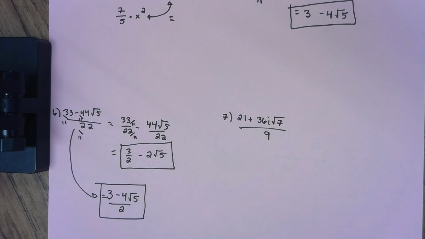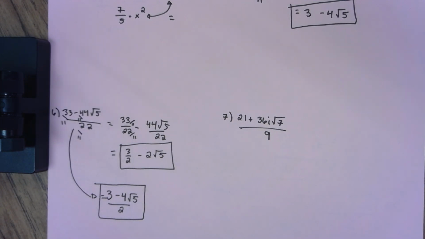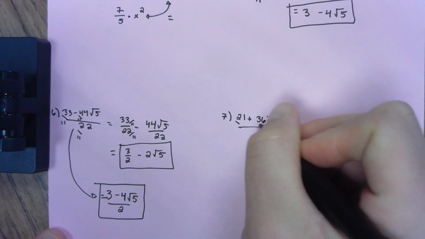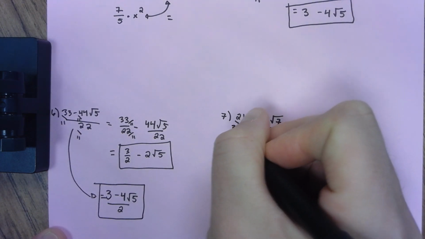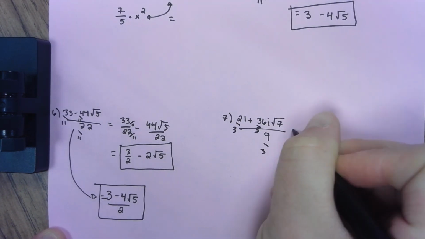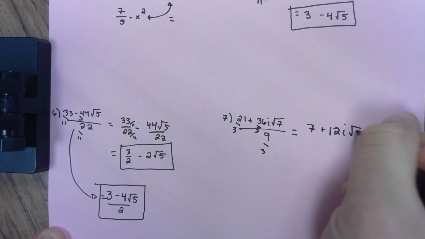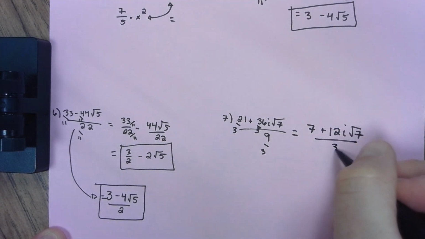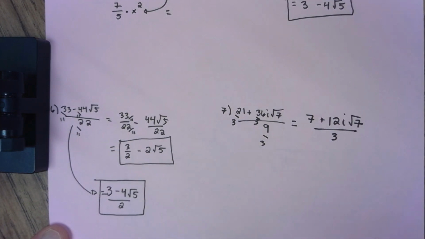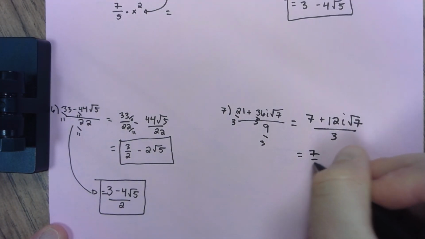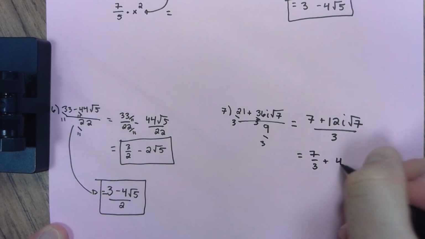Both are perfectly acceptable, and both are considered to be completely simplified. I think this is kind of your best method to go to, though. All right, so let's do that same idea for number 7. Let's just think about what can we divide 21, 36, and 9 all by. And they're all divisible by 3. And so this expression is 7 plus 12i root 7 divided by 3, which could also be simplified if you do it individually to 7/3 plus 4i root 7.